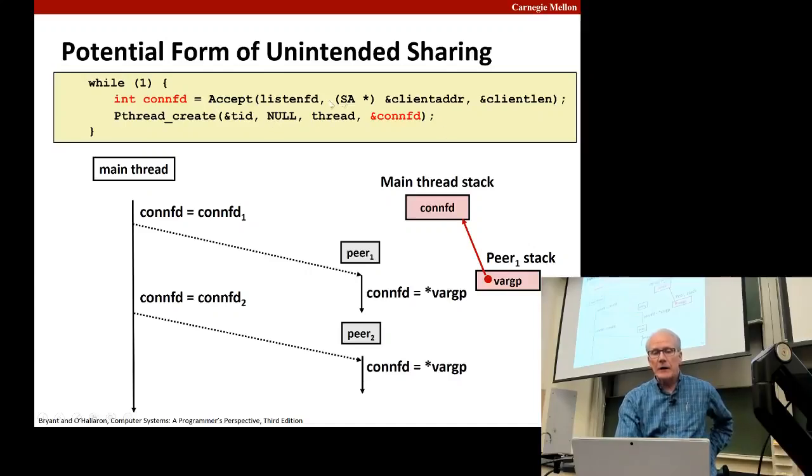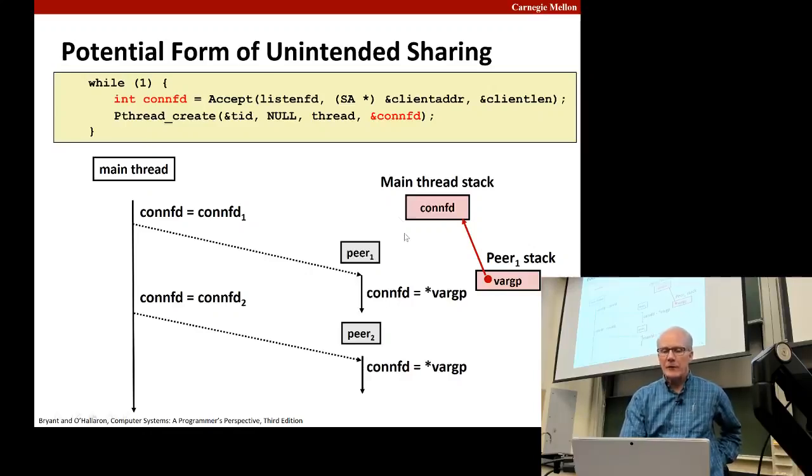because I'm hoping that the first thread will read out of this pointer the connection file descriptor that it's supposed to use before my call to accept returns and overwrites that same local variable with a new connection file descriptor. Make sense?